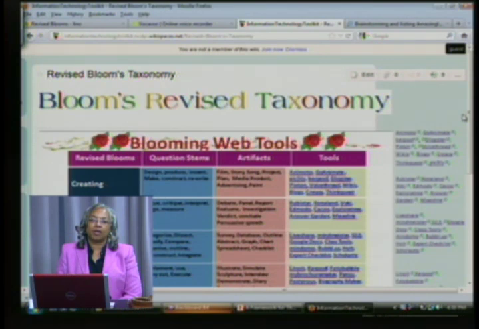You have both the wiki site and the PowerPoint available to you. And again, the PowerPoint will be uploaded to the wiki site that I gave you earlier. Are there any last minute questions or comments?